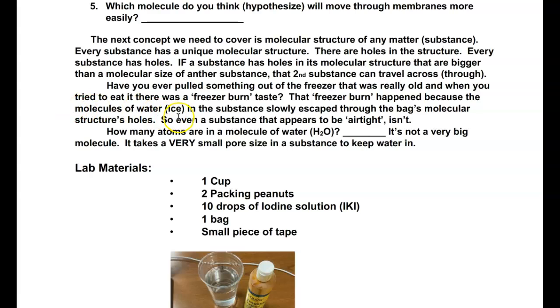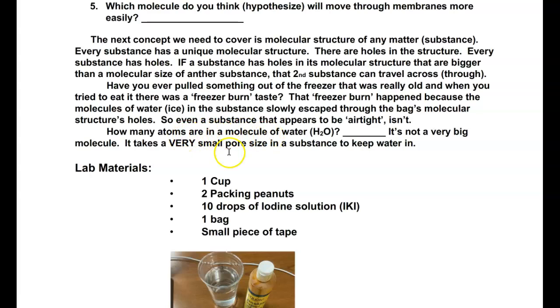All right, so even a substance that you look at and you say, oh, it's airtight, you can breathe into a bag and you can't get any more air out of it. Once you seal the end, it seems like it's pretty airtight. It's not. There's just teeny, teeny, tiny holes. So how many atoms are in a molecule? That's going to come into play here in a minute.